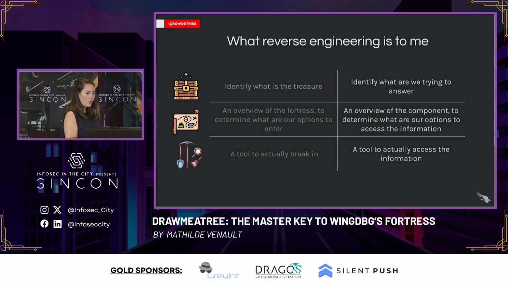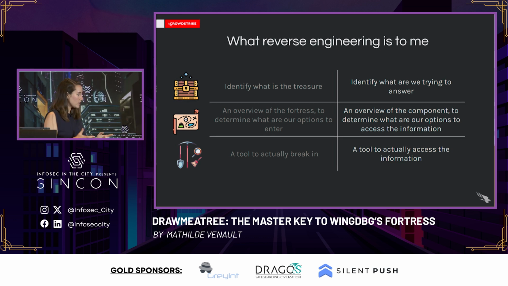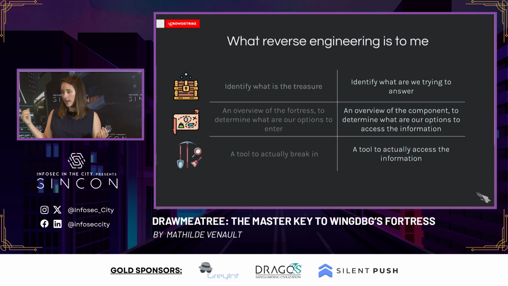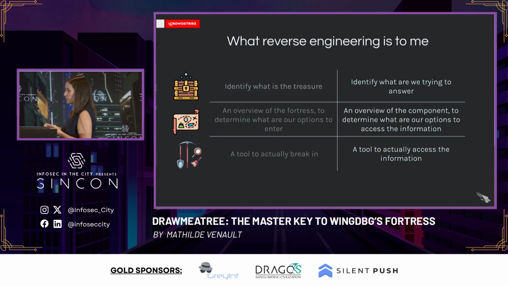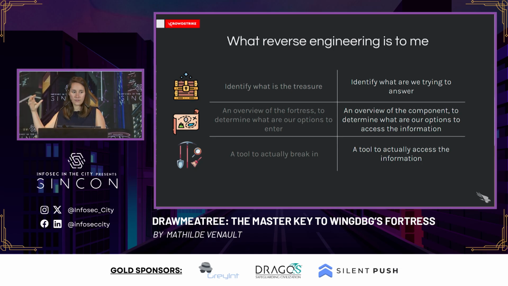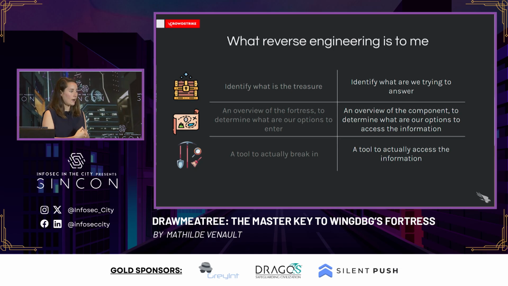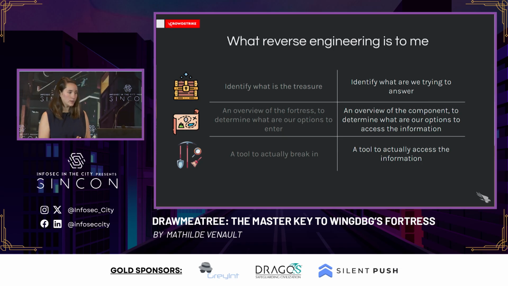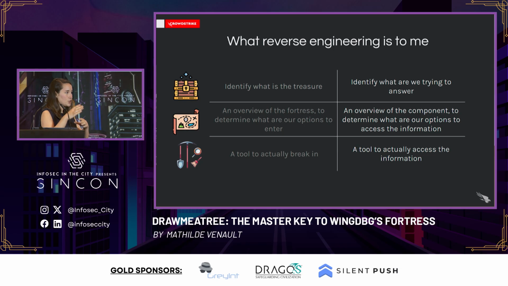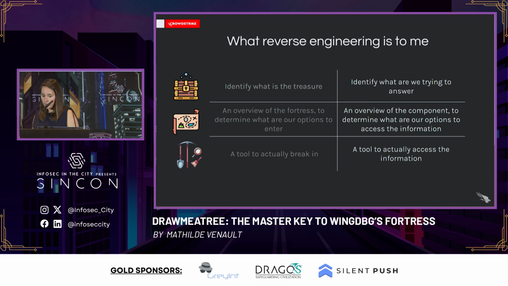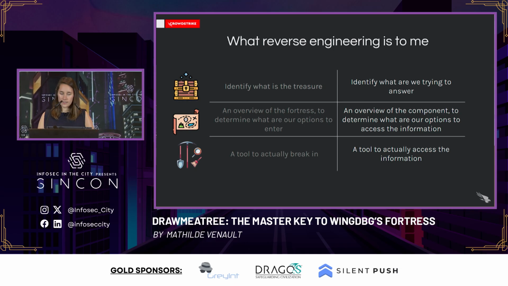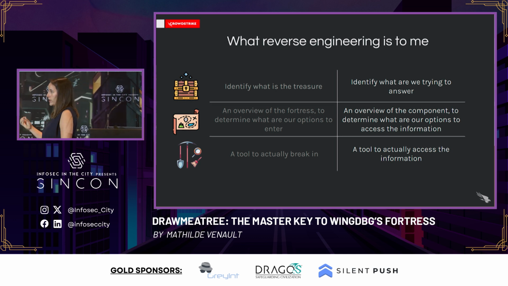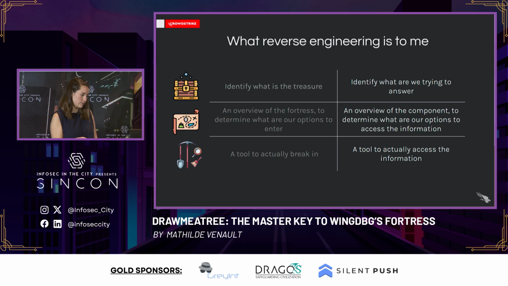You also need an overview of what you're going for in the fortress. I'm not talking about a full map. I'm talking about knowing what to expect. In reverse engineering, if you're trying to understand a new network protocol, you'll take a network approach and see how the component communicates, all of it. That will be the thing that determines what you're going for. And finally, you need a tool to actually break in, whether it's the fortress or the component. In reverse engineering, the tool is the way you access and interact with the information.